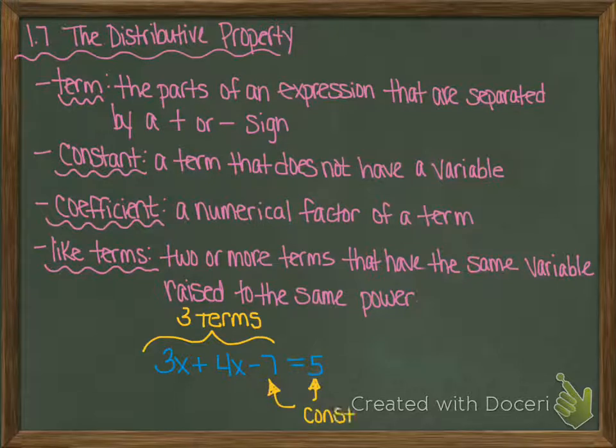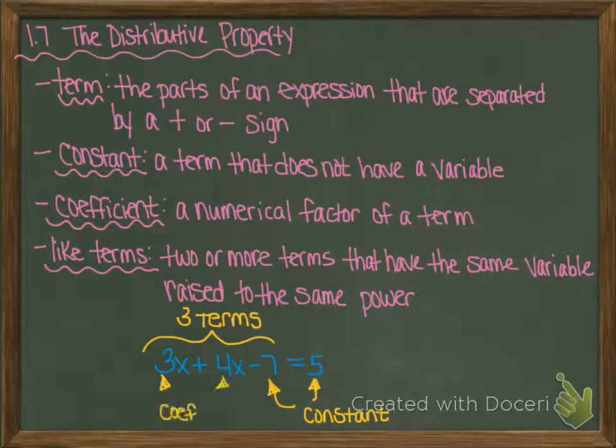Okay. Then next, look at the 7 and the 5. There's not a variable attached to the 7 or 5, so those are called our constants. Okay. So if you look back at the definition, a term that does not have a variable, something to know, extremely important, that 7, it is not a positive 7, it is a negative 7. The sign in front of the number determines if that term is positive or negative. So that term is a negative 7.